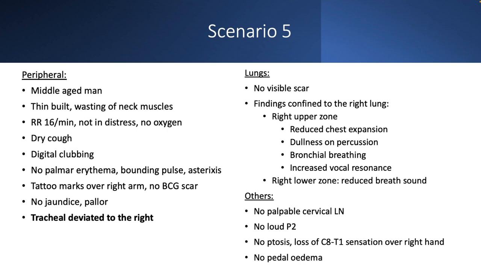And actually, you want to look for heterogeneous opacity, especially over the right upper zone. And then you want to look for any cavitation. You're thinking of TB, right? You want to look for cavitation, and also look for any other associated condition.